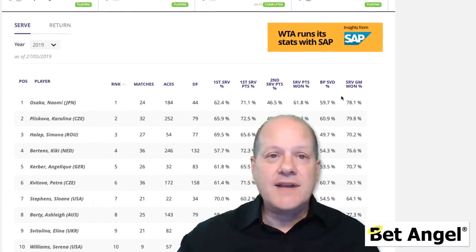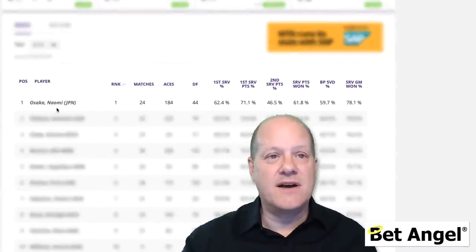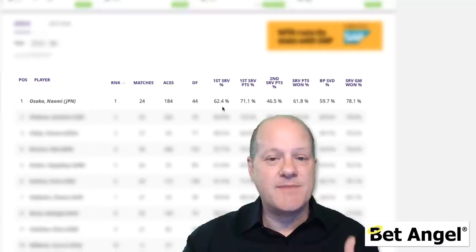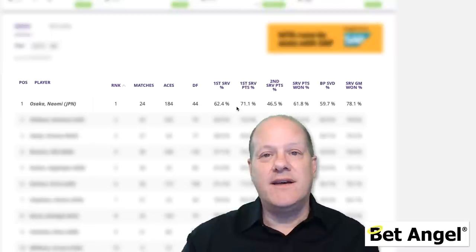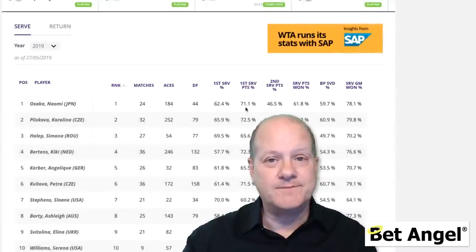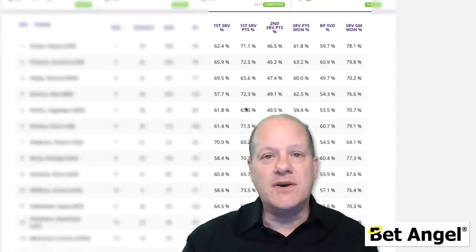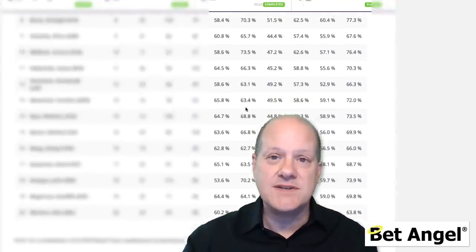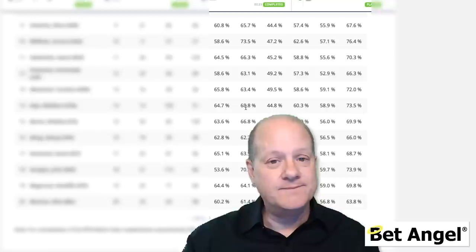So I've ranked the women players here by their world ranking. You can see Naomi Osaka is number one at the moment. And you can see she gets about 60% of her serves in and wins about 71% of those serves that she does get in. But if you look down this list, generally, if we're looking at the service percentages, they're a bit weaker than the men.